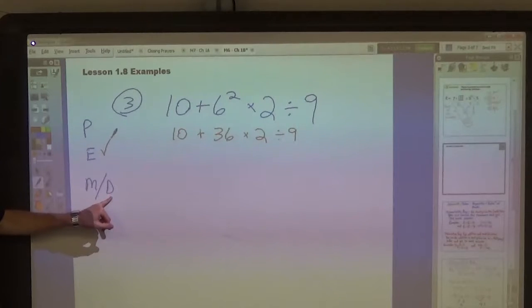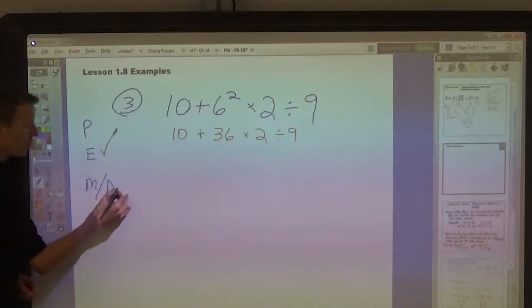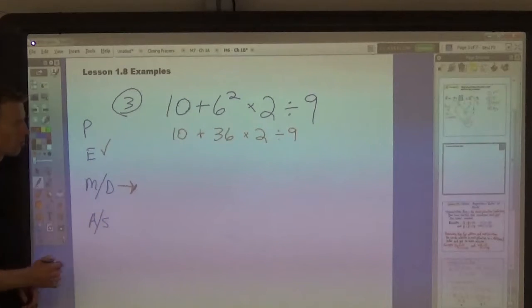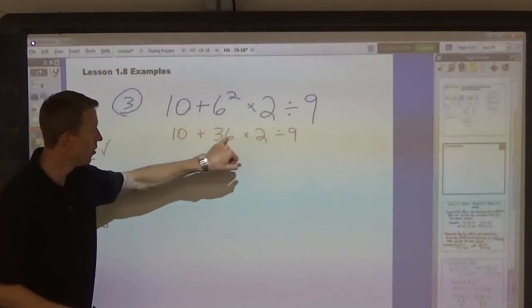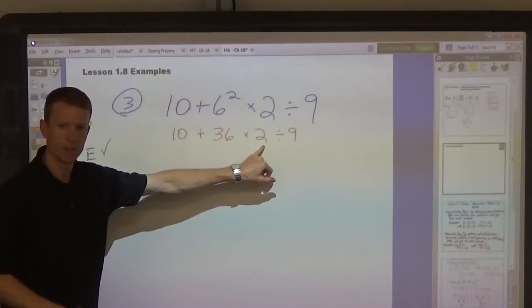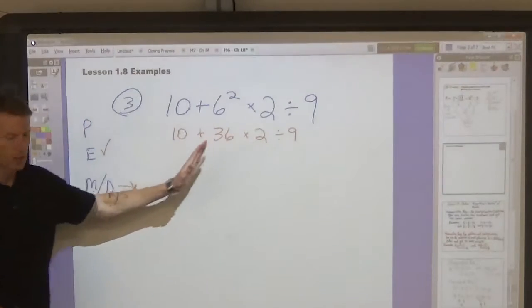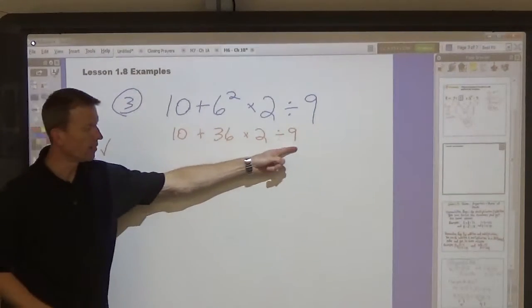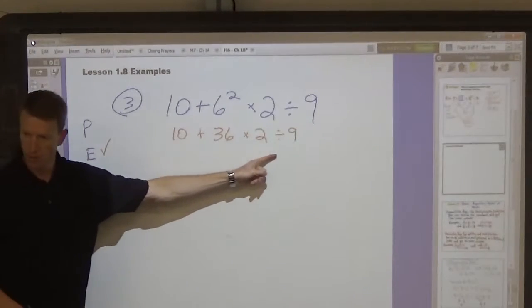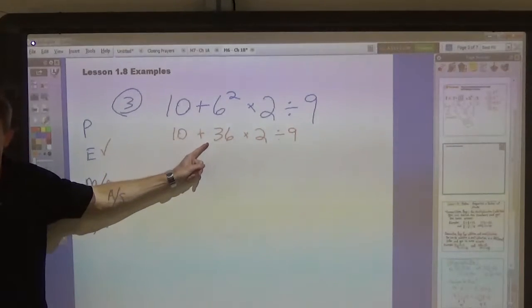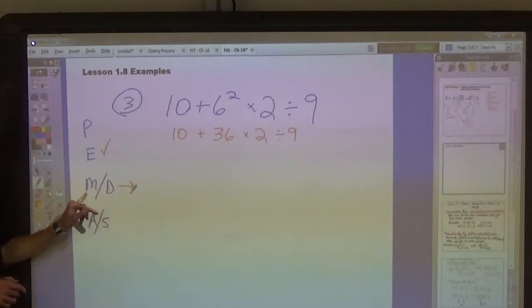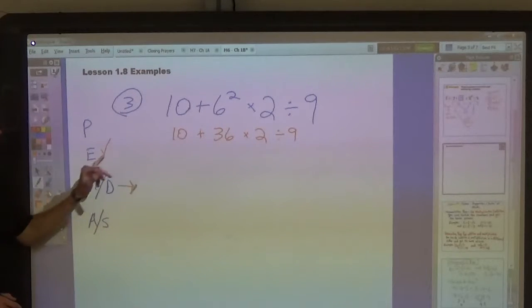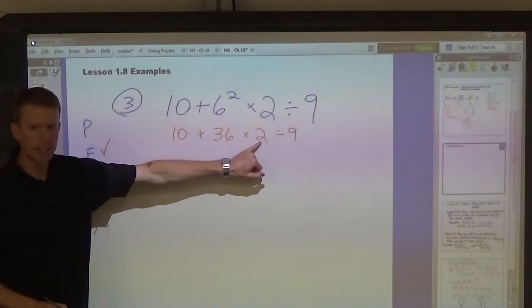Now we should go to multiplication and division, and we should do this in order from left to right. So, should we do 2 divided by 9 first, or should we do 36 times 2 first? Since you work in order from left to right, which one comes first? Not 10 plus, because that's in step 4. We can't do any adding or subtracting until we're done with step 3. Okay? So, we should do the 36 times 2 first.